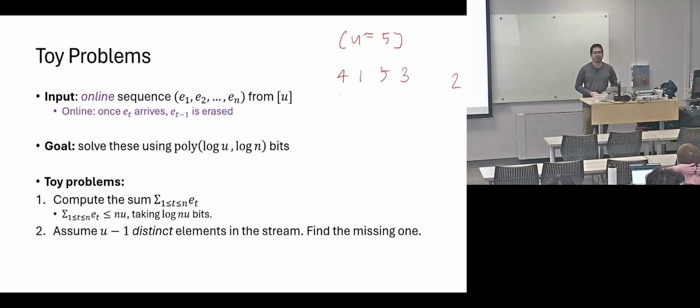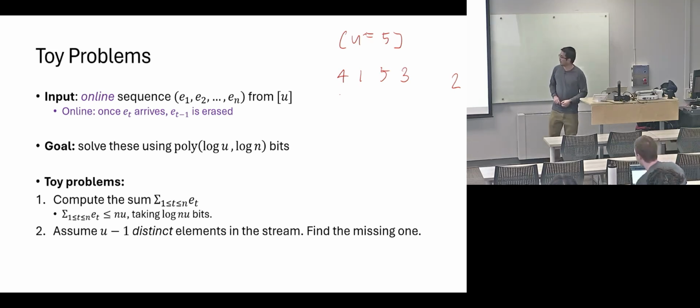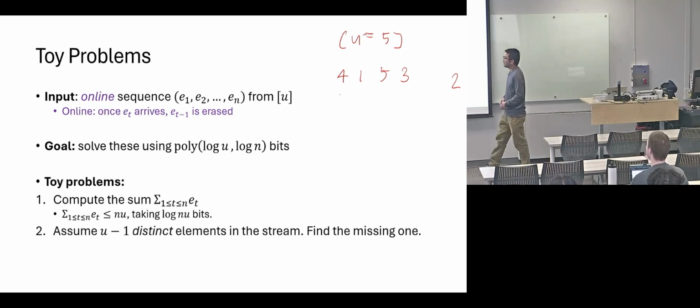Well, if you know what U is, then you know what the sum of all the elements would be. It's U times U plus 1 over 2, and then you just subtract everything as it comes in, and you find what the missing element was. Exactly. Very good. So here you don't need to remember everything that comes in your stream.